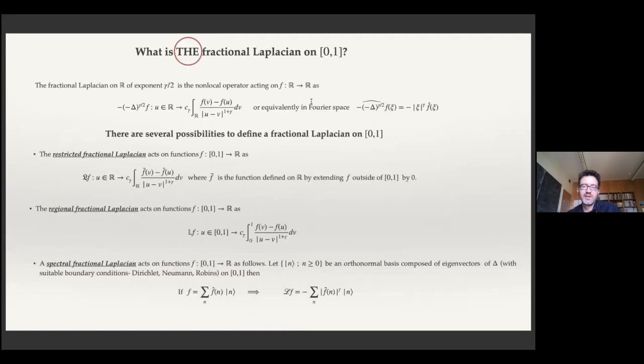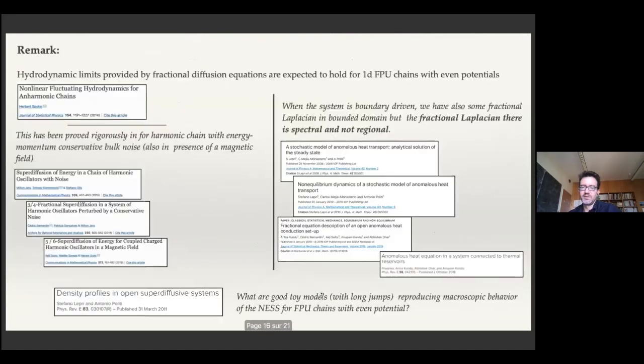I presented three kinds of fractional Laplacian in bounded domain. So in the context of the exclusion process and the models that I presented, it is this one, the regional fractional Laplacian, which is obtained by restricting on 0, 1 the usual formula. While in this model of heat conduction, it is something which has this flavor, in which you have to decompose your function on some basis and take a suitable exponent. And so it means that in some sense, I was expecting at the beginning that maybe this model of exclusion process could reproduce the behavior of FPU chains, even if they are very different.